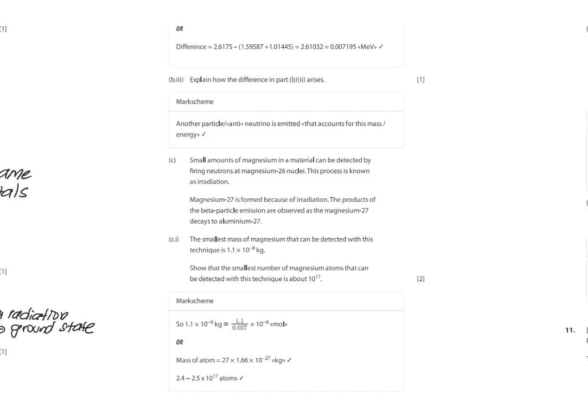And so the neutrinos account for the difference, the spectrum of energies that happens because of the spectrum of energies that the beta particles have, or could have. All right, C. Small amounts of magnesium in a material can be detected by firing neutrons at magnesium-26 nuclei.